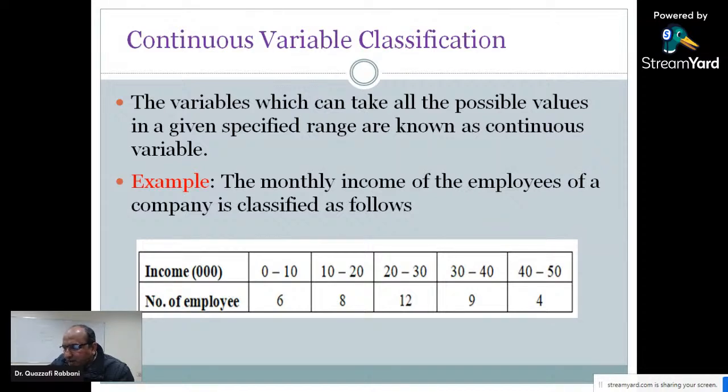So here income is the quantitative variable, and this income is divided into different classes, you can say class intervals: 0 to 10, 10 to 20, 20 to 30, and so on. So this is the continuous variable classification. Here the variable is income, and income is the continuous variable.